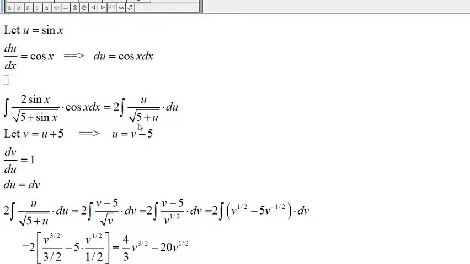Now let v be u plus 5. Subtract 5 from both sides. We get u is v minus 5. The derivative of v with respect to u is 1, so we have du is equal to dv.